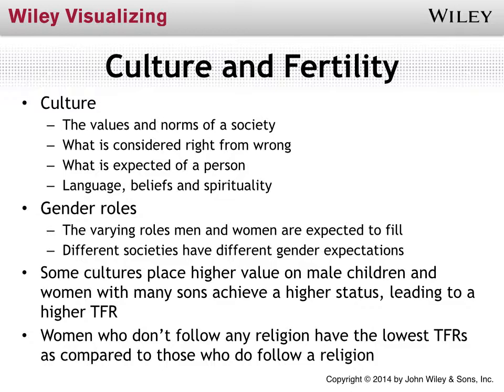So it tends to be a function that women who don't follow any particular religion tend to have the lowest total fertility rates compared to women in countries who tend to follow that religion more closely. Again, examples within the Catholic religion where birth control isn't maybe looked at the same way as it might be with other religions or people who are not religious.